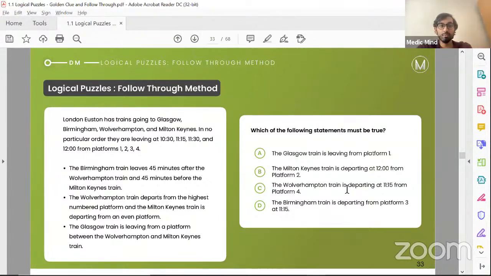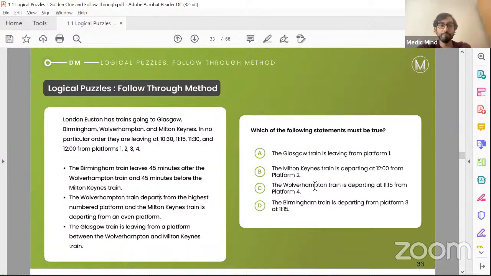If we had 30 or 40 seconds, that would give us enough time to read this first sentence, wouldn't it? And work out that the Birmingham train leaves at 11:15, the Milton Keynes train leaves at 12, and the Wolverhampton train leaves at 10:30. Just from that, we can eliminate C, and we're giving ourselves a better opportunity to guesstimate the answer here. Is that sensible?